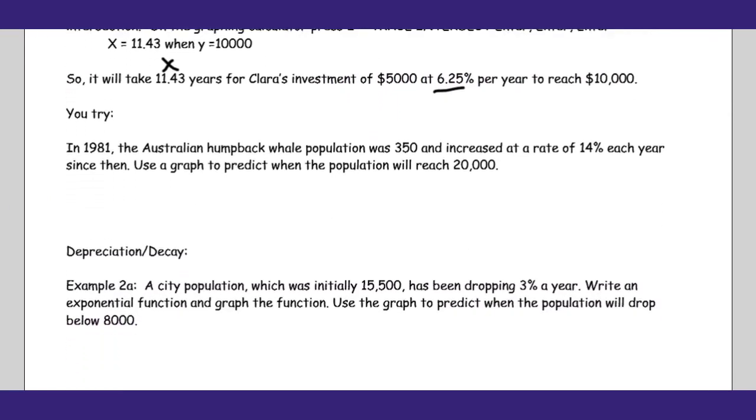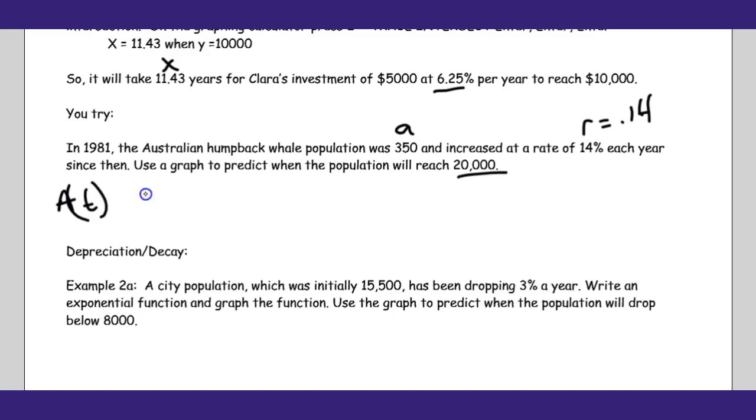Let's try. It says in 1981, the Australian humpback whale population was 350, and it increased at a rate of 14%. Remember, convert that to a decimal. At a rate of 14% each year since then, use the graph to predict when the population will reach 20,000. So we write our equation first.